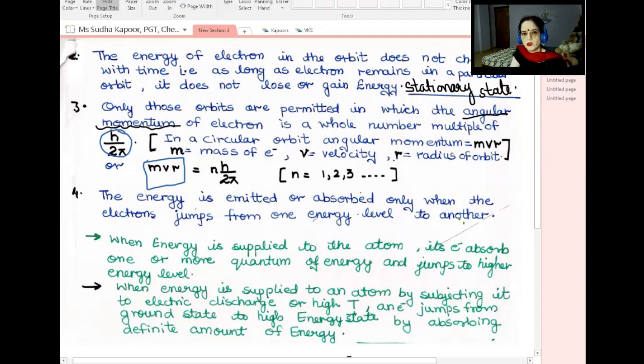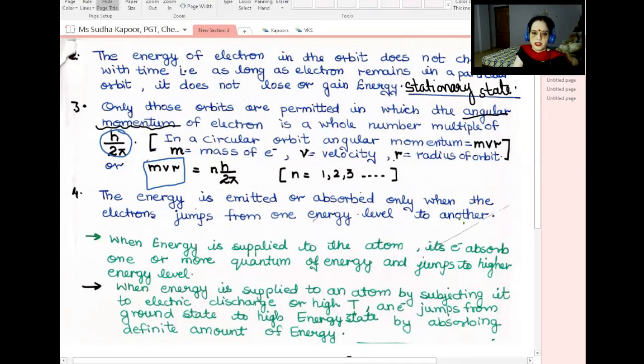So n can be 1, 2 or 3. So it is very well clear that the energy of each of the orbits is going to be a fixed number. It is not any number which can be assigned to it. It is only a fixed number, that is an integral multiple of h upon 2 pi, and h is the Planck's constant that we have studied in Planck's theory also.